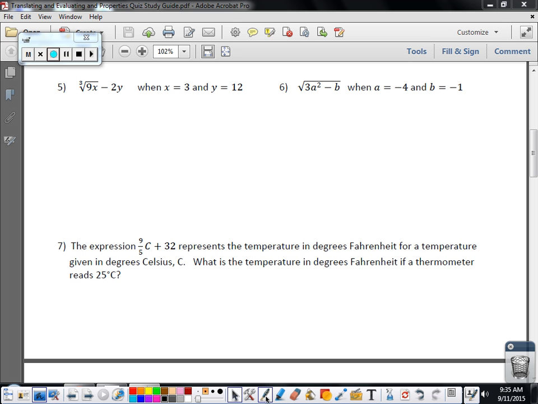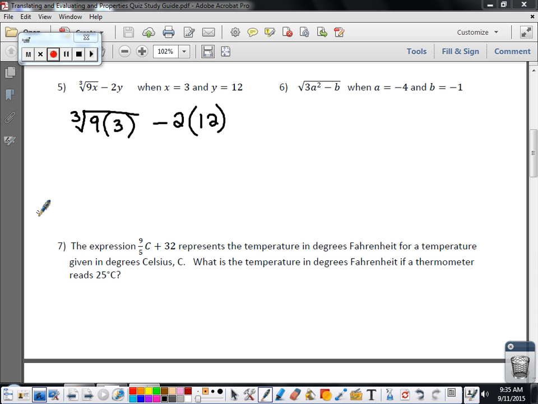All right, number 5. So this one has a cube root in it. So let me write it out. Cube root of, see how the 9x guys are both underneath the cube root symbol, the radical symbols. So I'm going to make sure that they are. So 9 times my x value, which is 3. Now, is the minus 2y underneath my cube root symbol? It is not. So that goes on the outside. Minus 2 times my y, which is 12.